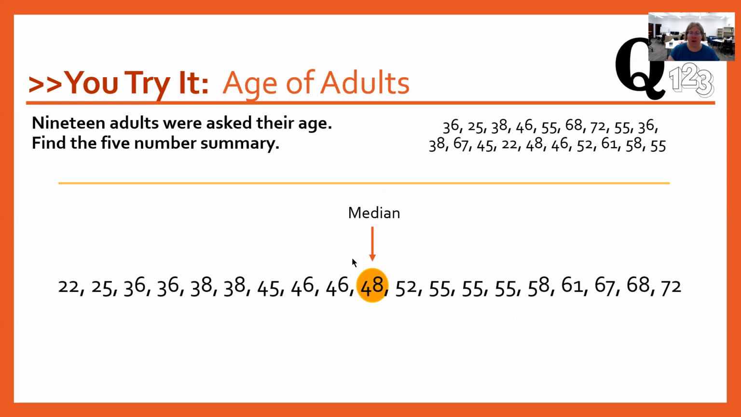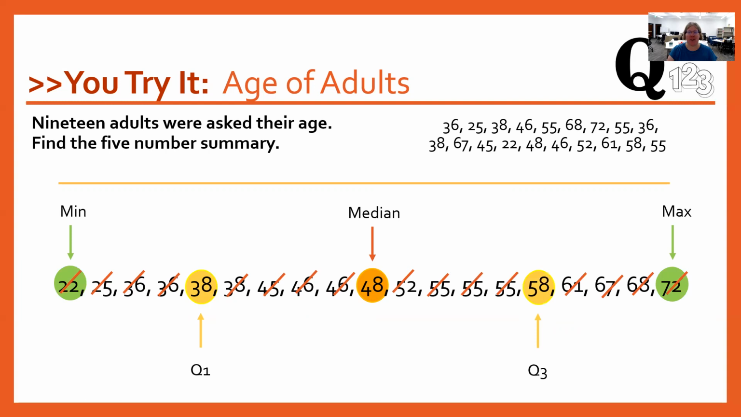All right, so to get Q1, that's going to be the lower numbers, so somewhere between 22 and 46. And so I'm just going to start crossing these out. Okay, and that leaves you with 38 in the center. So Q1 is going to be 38. And then I'll do the same thing on the upper side. So those bigger numbers from 52 to 72, I'm going to find the one in the center. That'll be my third quartile, Q3. So I get 58 is Q3, and then my min and my max are 22 and 72. So that gives us our 5-number summary: 22, 38, 48, 58, and 72.